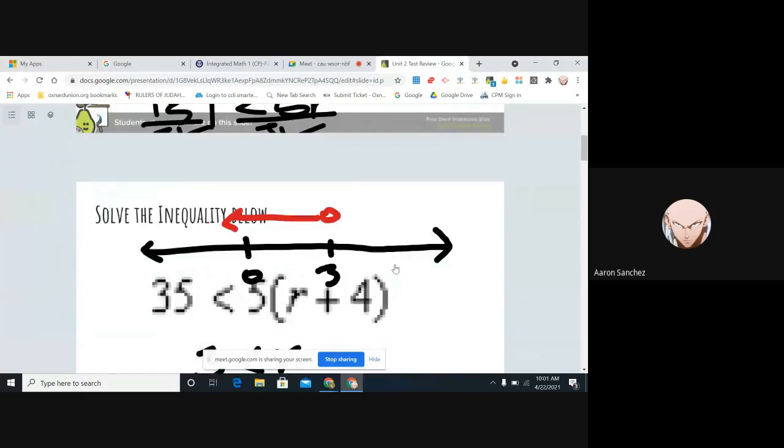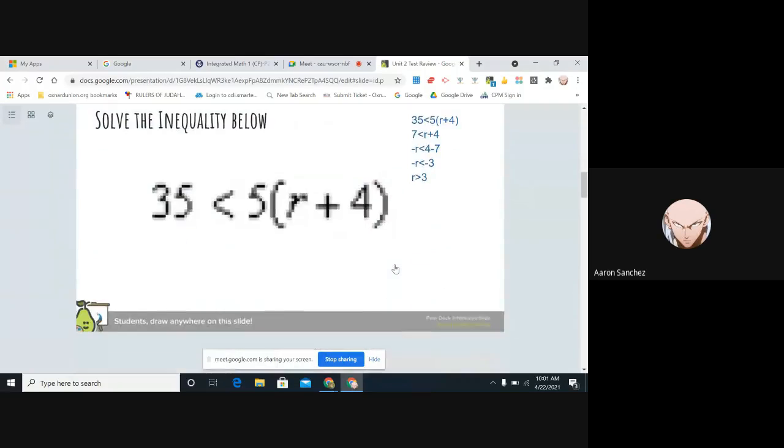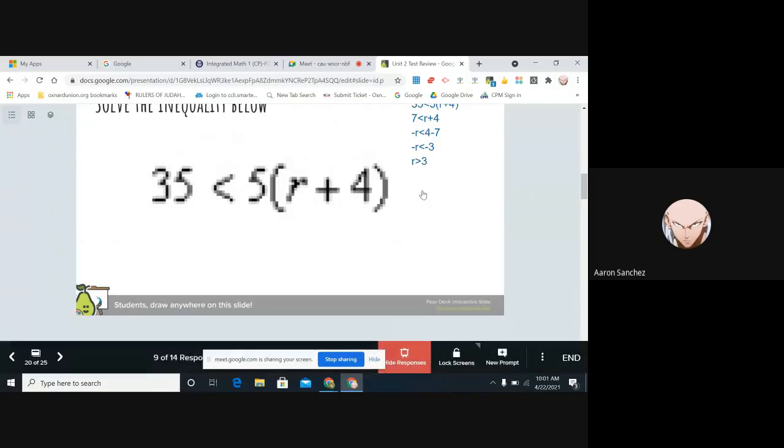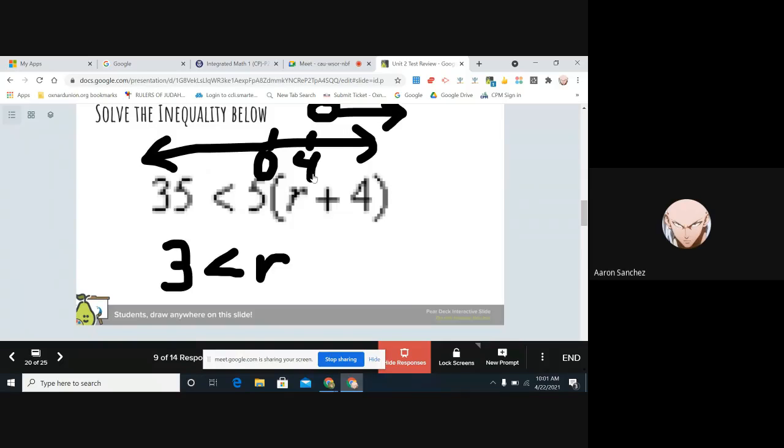I think it's 3 is less than R. That looks right. And R is greater than 3. This is a very good answer here. See, they put the R on the left side. And remember, the mouth faces the R when you flip it. Okay, we got a 3 here. You have it on 4. But 3 is less than R.